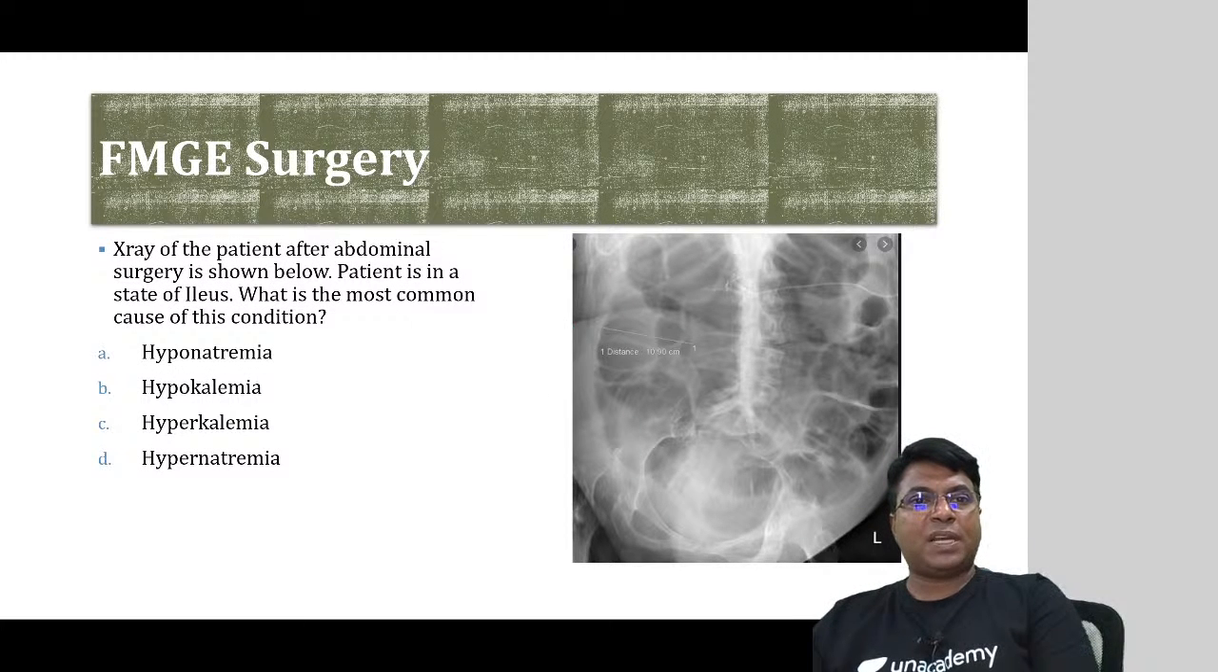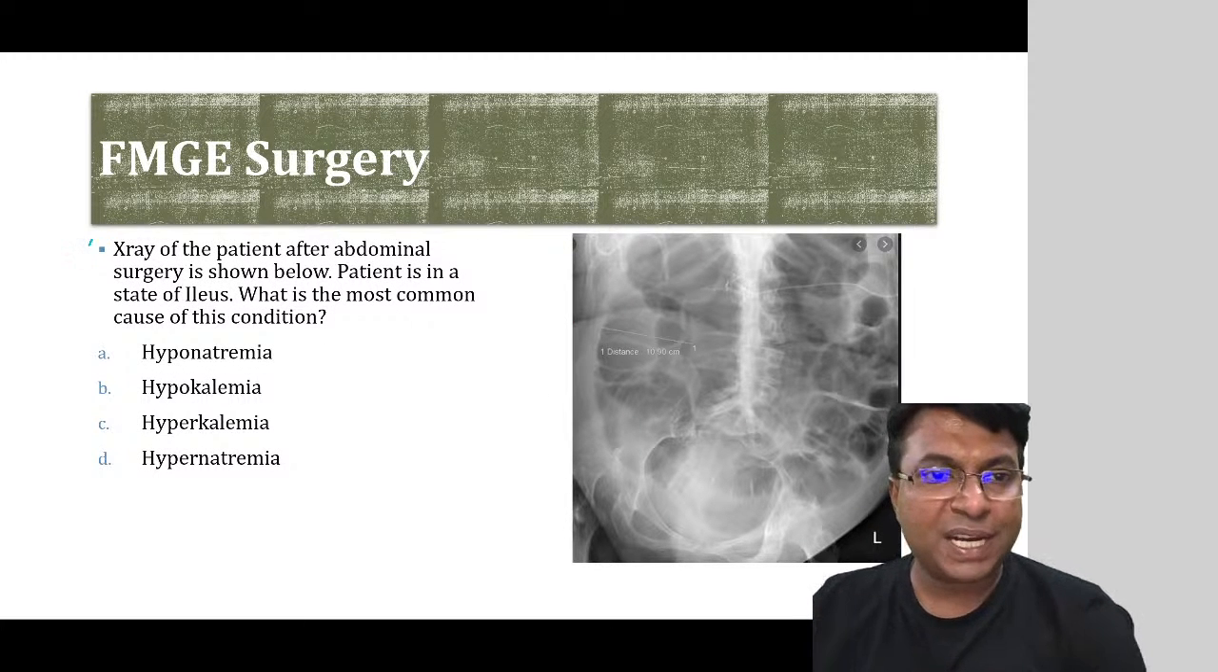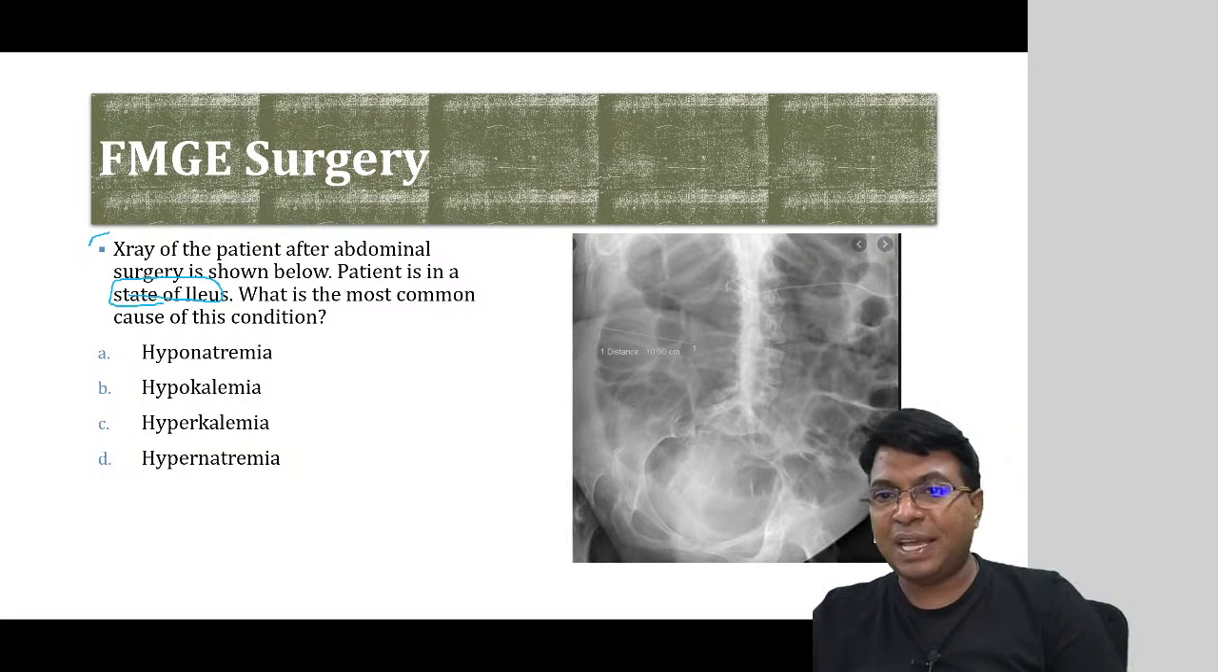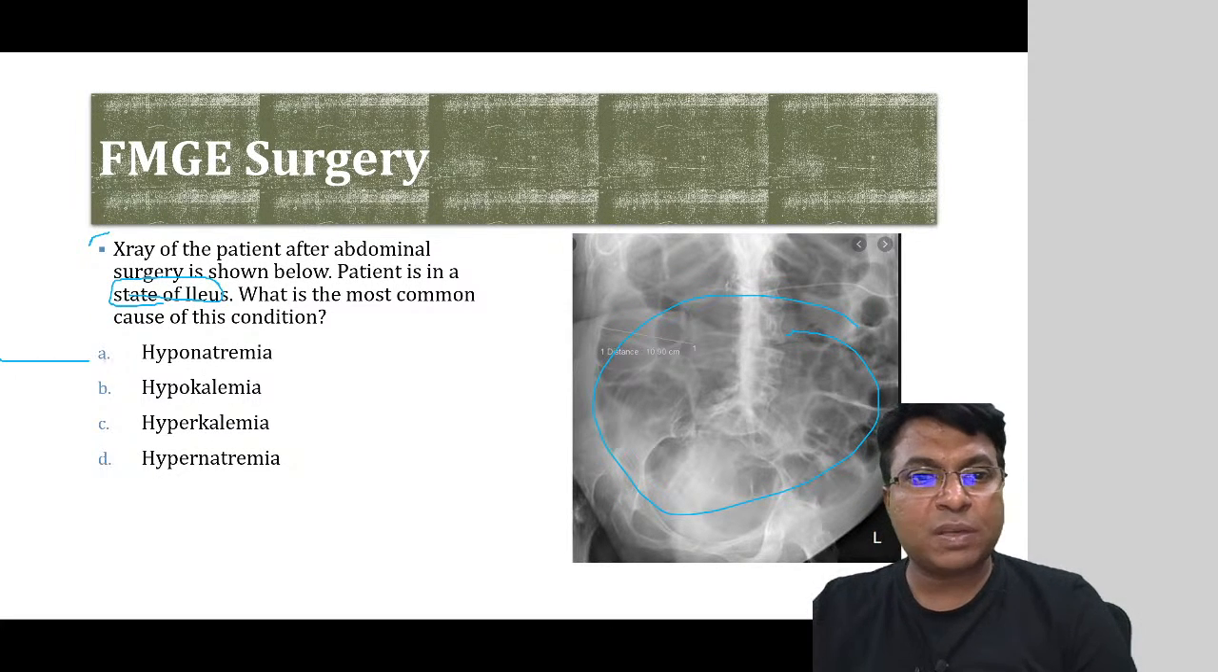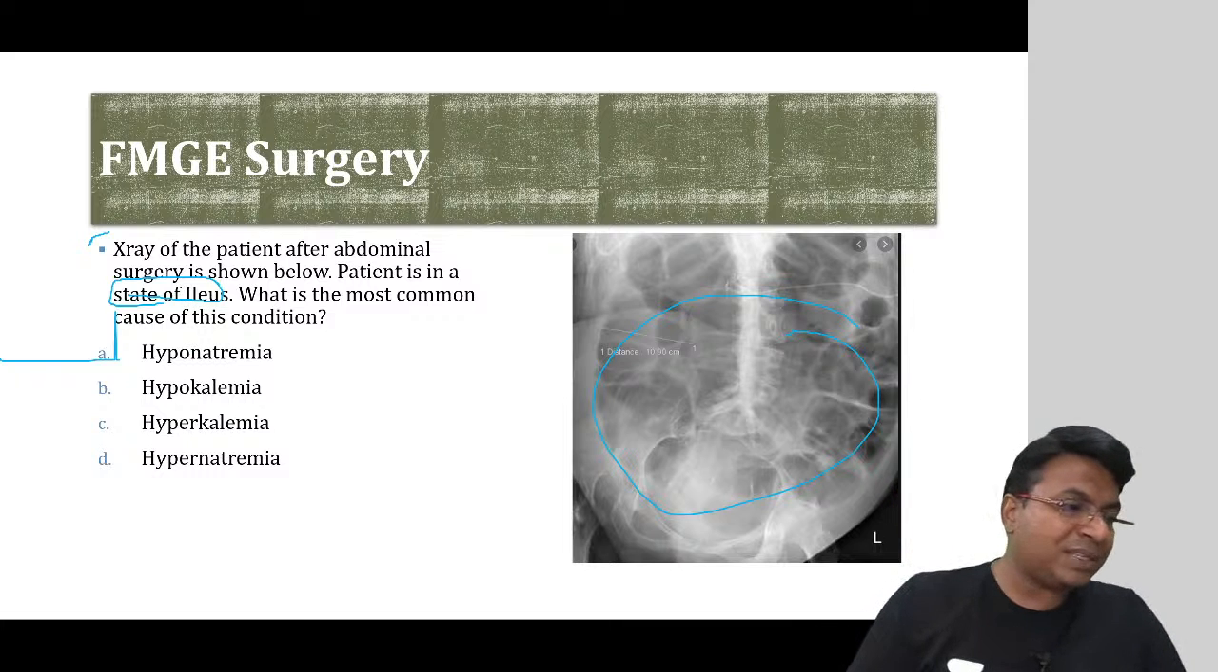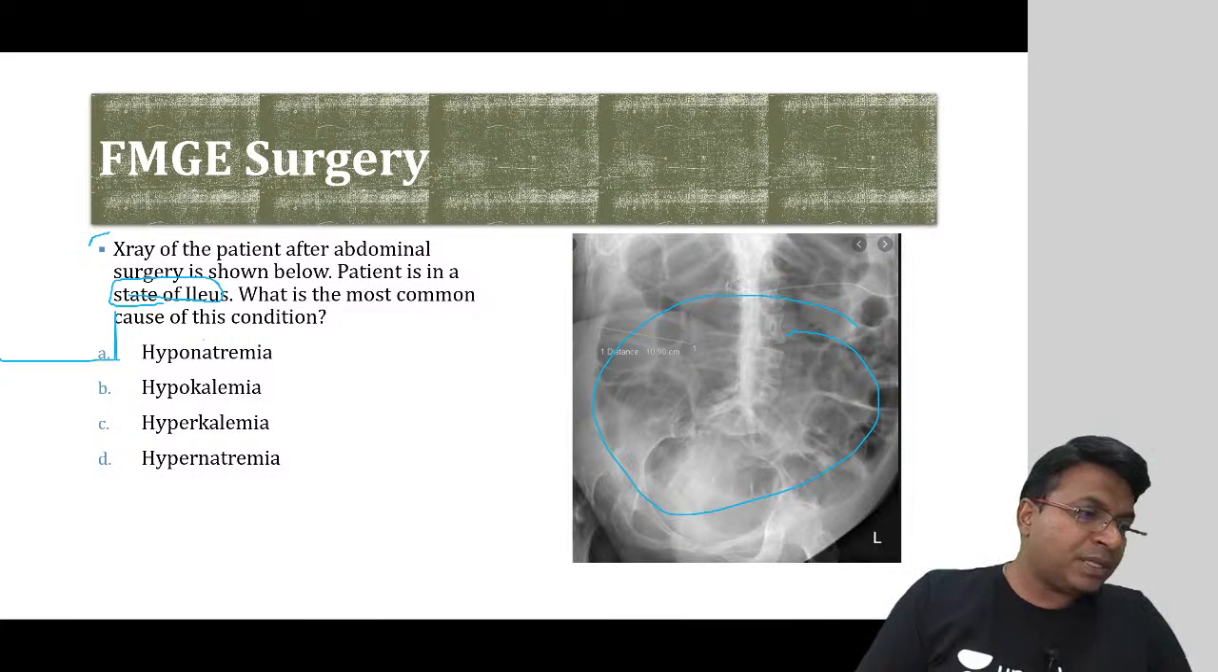X-ray of the patient after abdominal surgery is shown below. The patient is in a state of ileus. He is in a paralytic ileus. The bowel loops are distended. What is the most common cause of paralytic ileus? It's a single liner question.